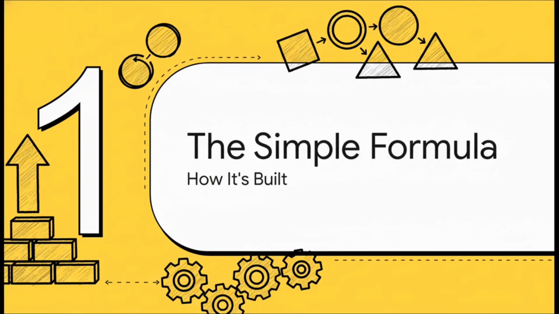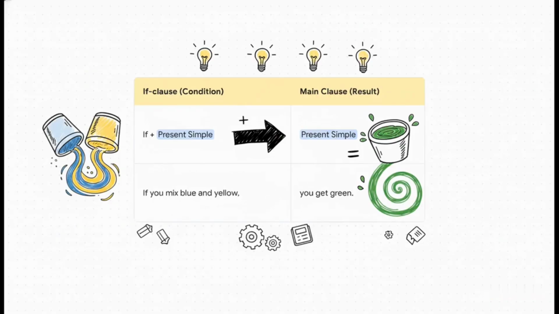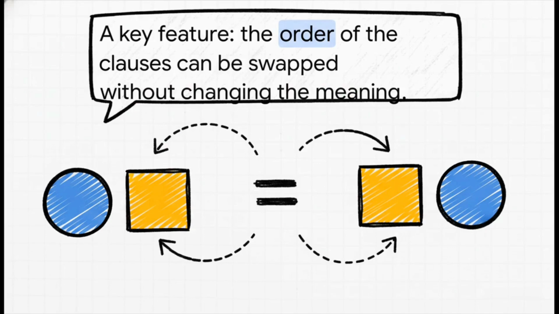Okay, so we know what it is. Now let's get into the how, and you're going to love this part because it is incredibly simple to put together. So the formula is just two pieces. First, you've got your if clause. That's the condition. Then you have the main clause. That's the result. And here's the absolute key. Both parts, the condition and the result, use the present simple tense, like this. If you mix blue and yellow, you get green. See? Super simple.